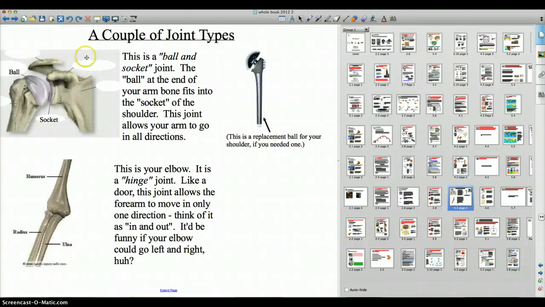A couple of joint types: ball and socket, like in your shoulder or hip, and a hinge joint, like in your elbow or knee.